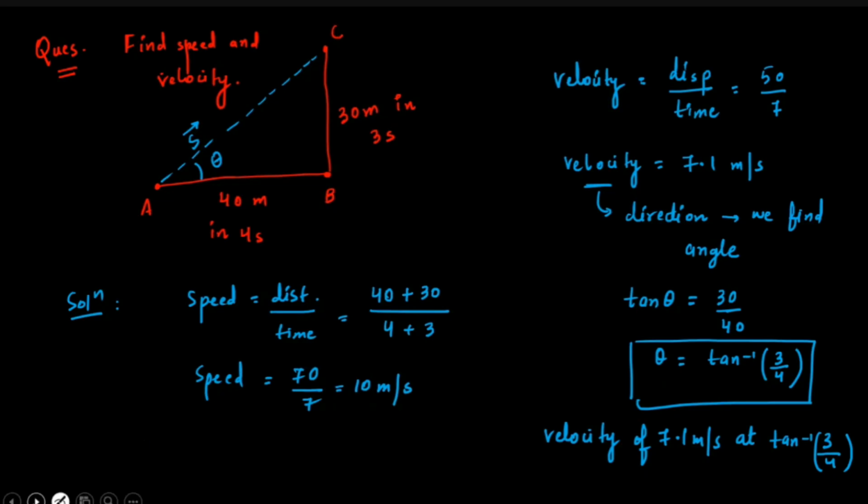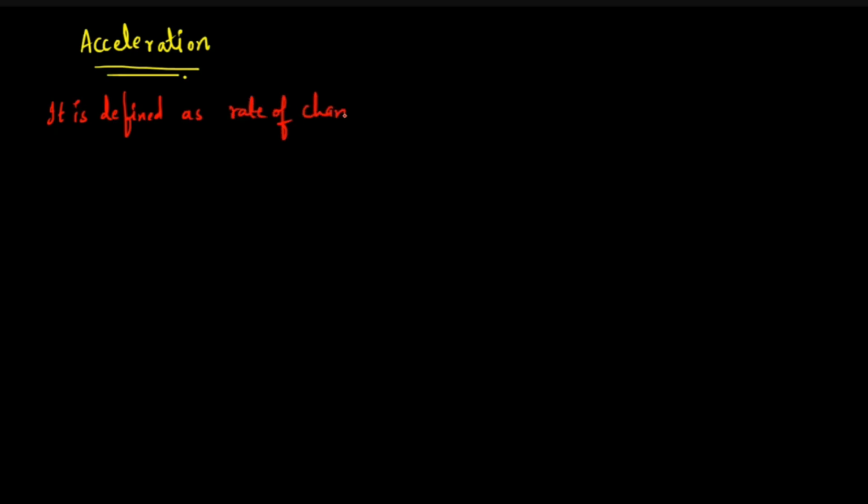All right, let's move to the next part, which is acceleration. Acceleration is defined as when the velocity of a particle keeps on changing with respect to time. I will define it in this way: it is the rate of change of velocity per unit time.